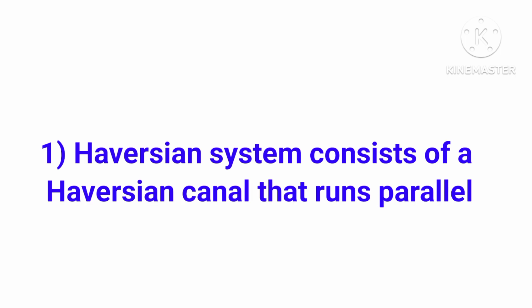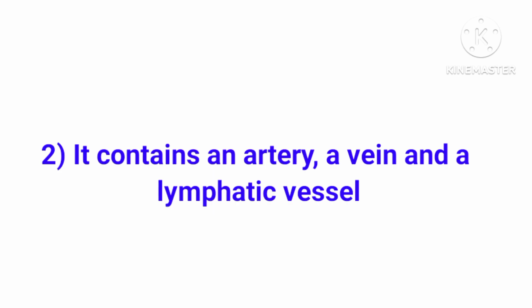Which system? Haversian system consists of a which canal? Haversian canal that runs what parallel to the which cavity? Marrow cavity. It contains what? An artery, a vein, and a which vessel? Lymphatic vessel.